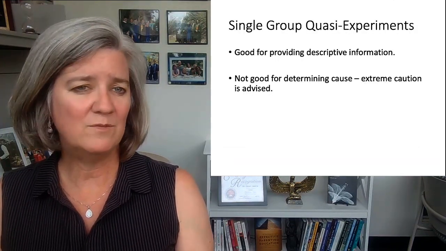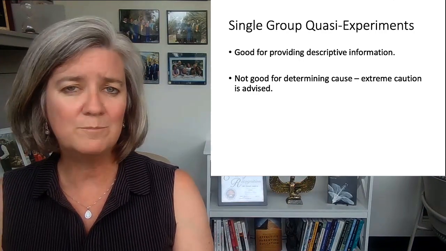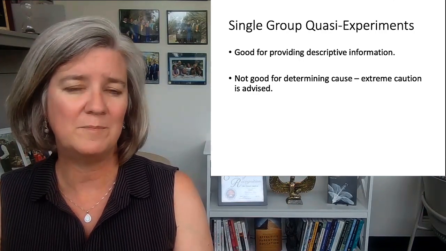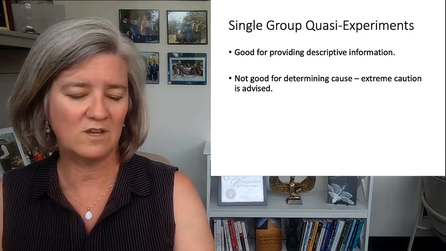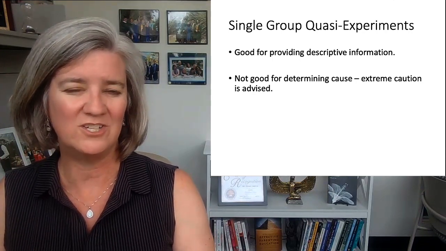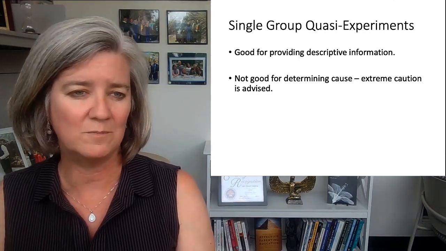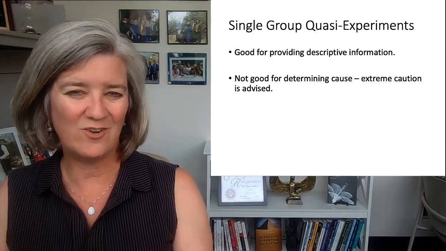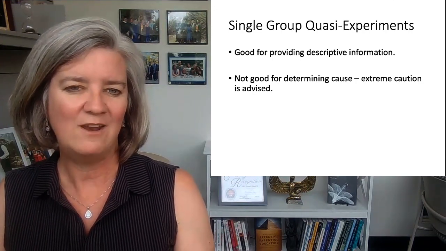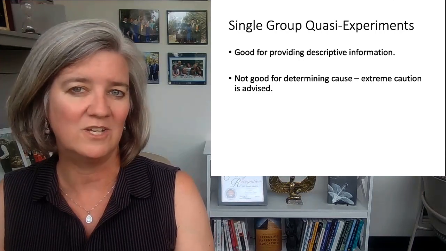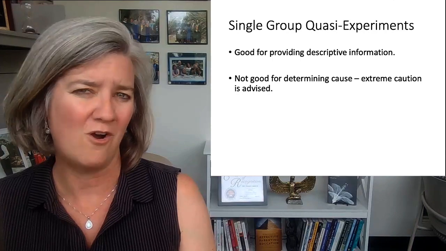To sum it up, I would say that single group quasi-experiments are good for providing descriptive information, process information, how things work, how that particular issue plays itself out. It's good for that sort of descriptive information, but single group quasi-experiments are not good for determining cause, and we should use extreme caution when we see these kind of data and want to infer cause from them.